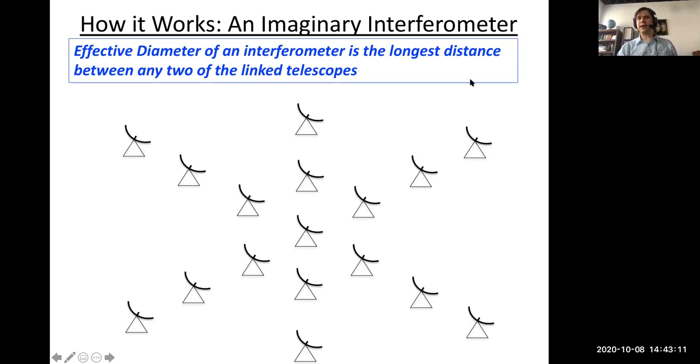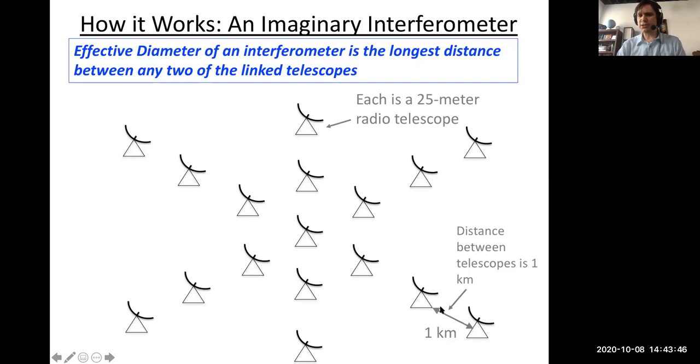So what I want to do is demonstrate to you that the effective diameter of an interferometer, whenever we're going to calculate the angular resolution, the effective diameter is what we want, and it's going to be the longest distance between any two of the linked telescopes. So let's go ahead and have a look at this. So here's my interferometer. Each one of these radio telescopes is a 25-meter radio telescope. Just picked a number. They're spaced out. So on average, the average distance between any of the two telescopes is about 1 kilometer.